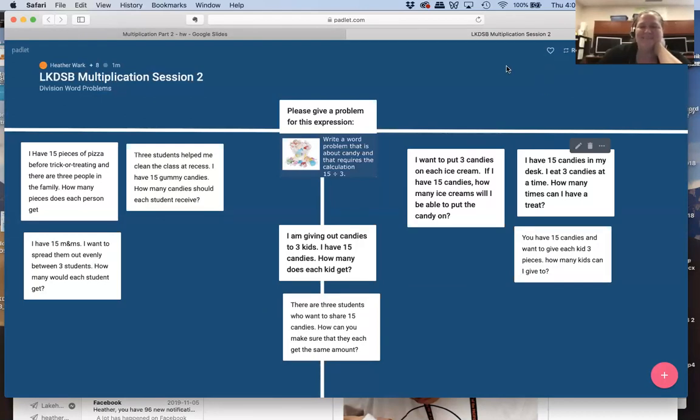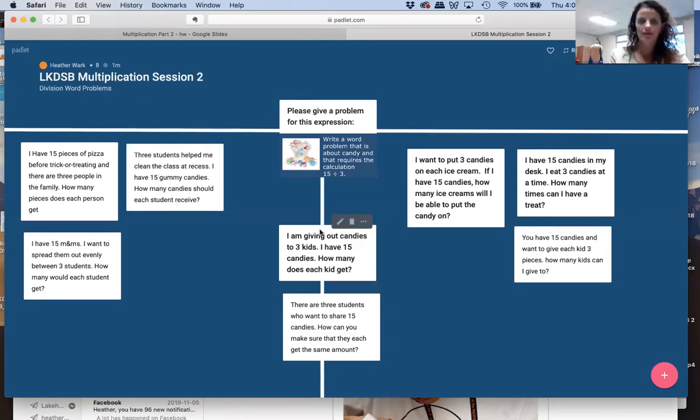We'll see if anyone comes in with an idea, and then we'll talk about which way it's going to go, because these two are actually, there are 3 students who want to share 15 candies. How can you make sure that they each get the same amount? Yeah, they match. So those 2 are together then. So they put the number 3. I just read that the 3 was the word. Students who want to share 15 candies.